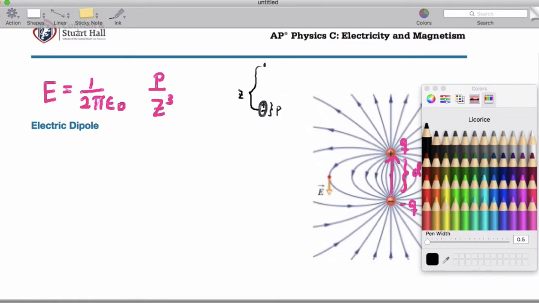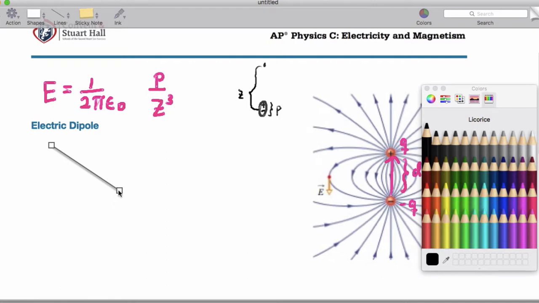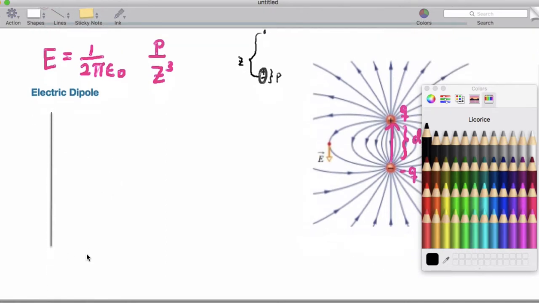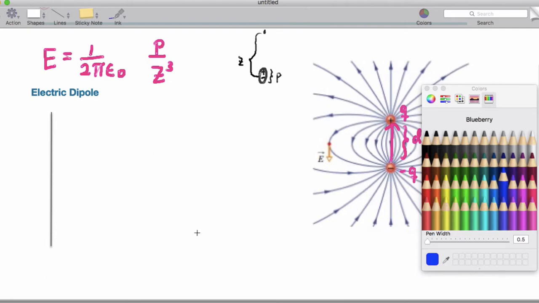So to do that, I'm going to label, and then we're going to do a little bit of an expansion. We did this one in class, and I talked about the rationale behind why we're doing what we're doing. Here, we're just going to straight up do the calculation. So I'm just going to put a negative charge right here at the bottom of this little line segment, and then I'll put a positive charge up here.